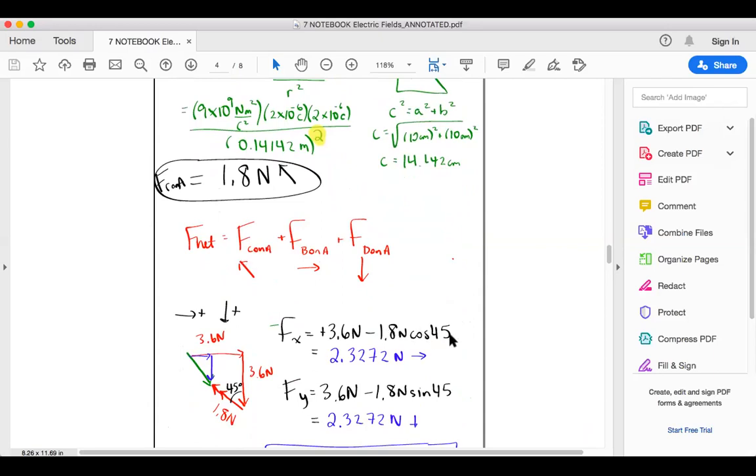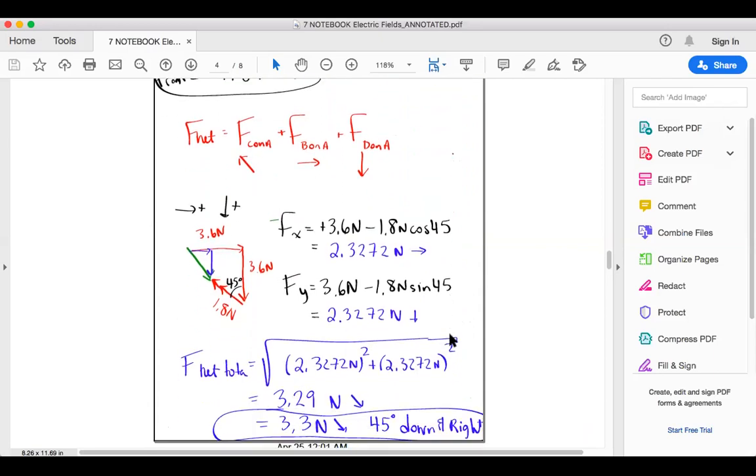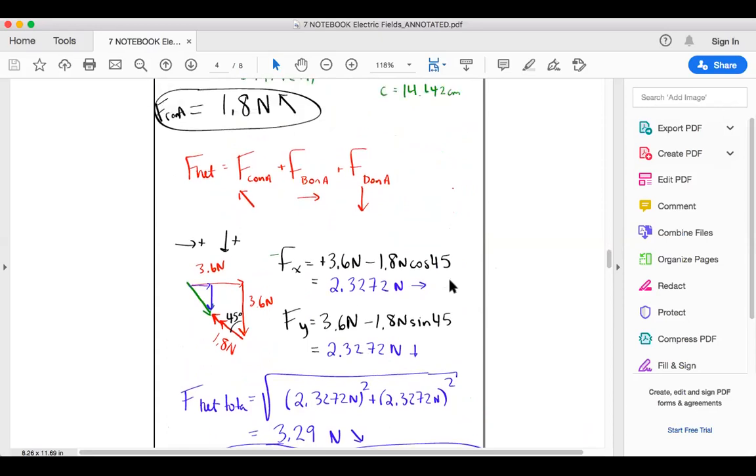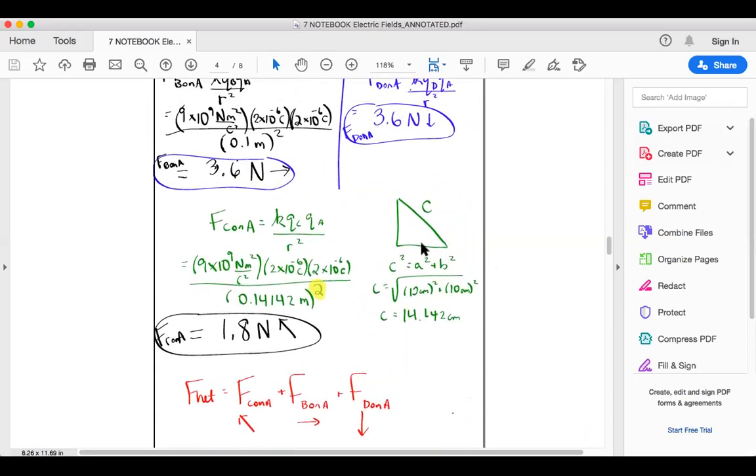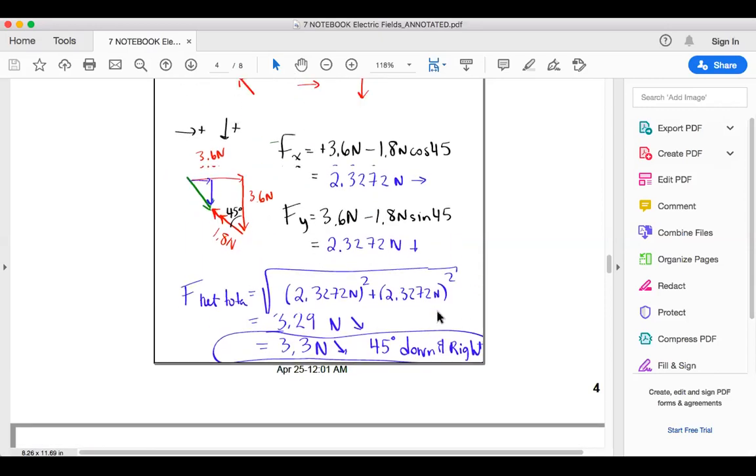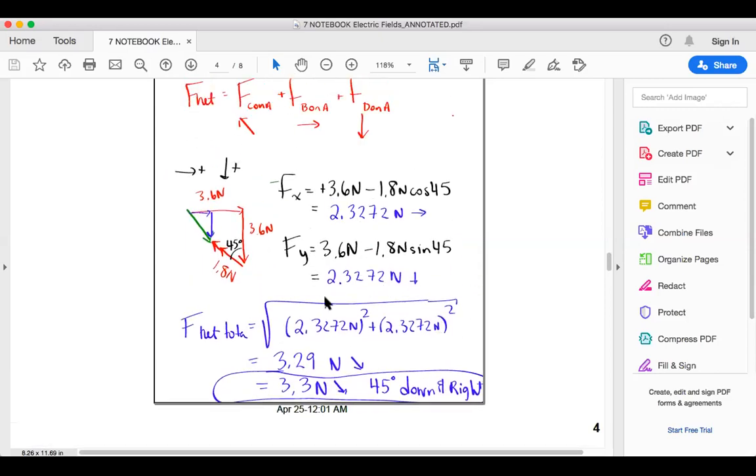So 1.8 cos 45. It's nice that it is actually a square so that you don't really have to do any work to find the 45. If you did have to do work to get that angle, you'd have to do tan inverse of this angle here, or this angle here, depending on how you want to solve for it. So using our components and tan inverse if we need to, then we can find that the answer is 3.3 newtons down and to the right.